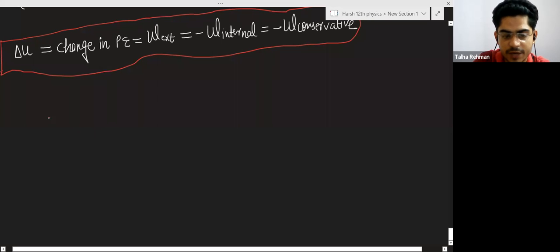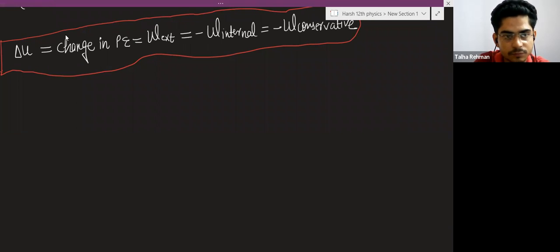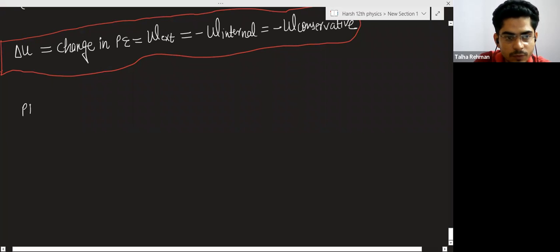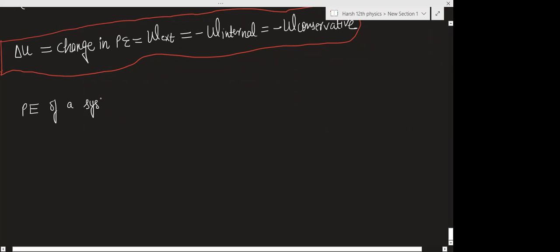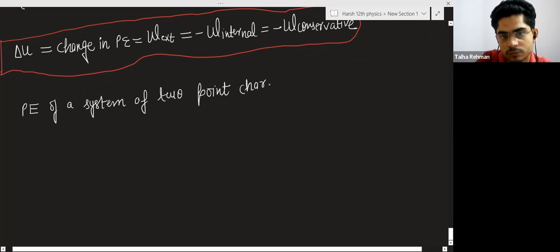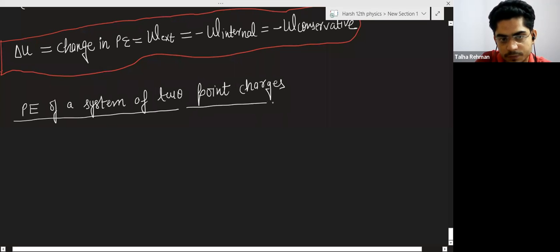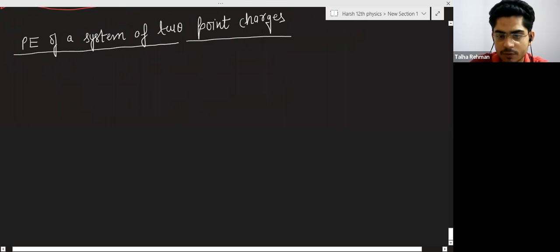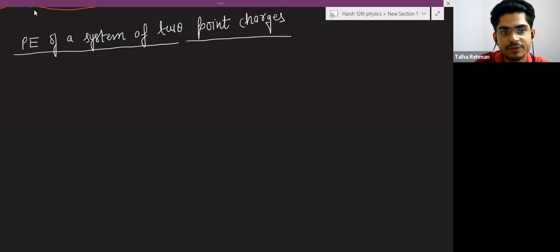Write the heading. Potential energy. This is our main topic. Potential energy of a system of two point charges. First I will write the definition and after that I will explain.